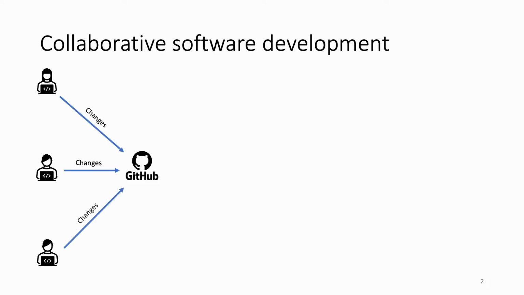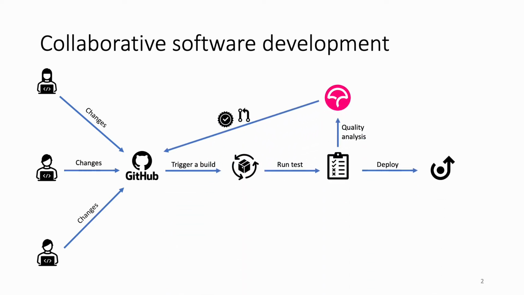So in order to understand the CI/CD, first we need to take a look at collaborative software development. Just consider that you have software projects that developers from all around the world are working on. So they make their changes and they submit these changes to the collaborative software platforms. In this case, GitHub.